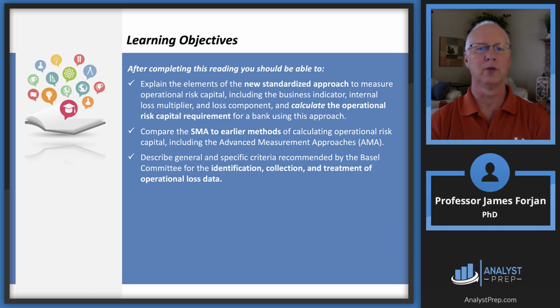Look at these learning objectives. Now, we'll spend most of our time on this standardized approach. We'll talk about the business indicator and the internal loss multiplier. Some of you may have noticed that in the previous chapter, you may have thought I kind of glossed over those variables. But last chapter was more general. This chapter is more specific. So we're going to go ahead and jump into those details.